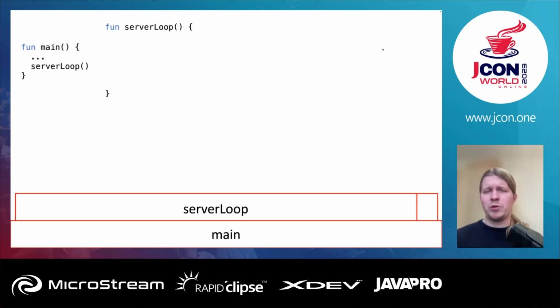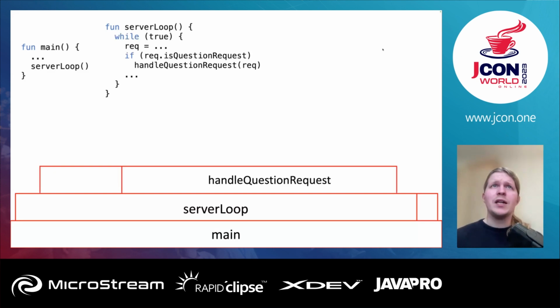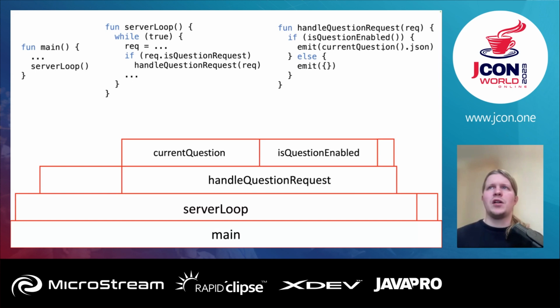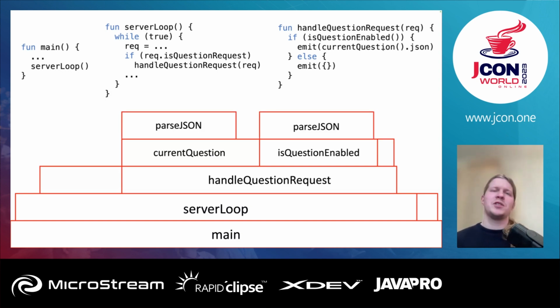And that's also reflected in the flame graph below, because the server loop takes up most of the width of the main bar. What the server loop does is usually just handle question requests, because the admin requests are so few that they don't really matter performance-wise. Essentially, it gets a new request, and if it is a question request, it calls handle question request. This method asks, is the current question enabled? And if yes, emit the current question as JSON. And as you might have hopefully guessed, of course, most of the time is spent in post JSON.